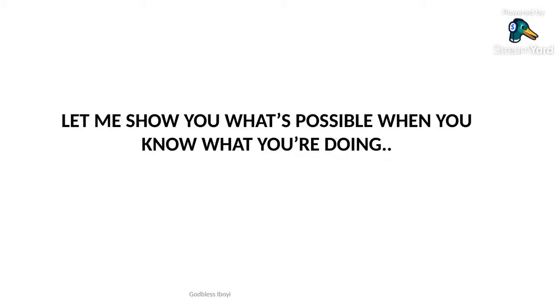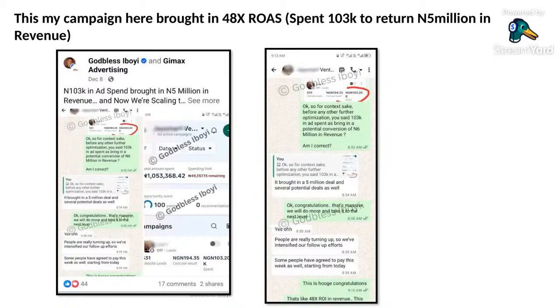Now, let me show you what's possible when you know what you are doing. Let me show you what is really possible when you know exactly what you are doing. So this is my campaign here. It brought in 48x ROAS. By ROAS, I mean return on ad spend. Now, this is what I mean: I spent 103K to return 5 million naira in revenue for this campaign.